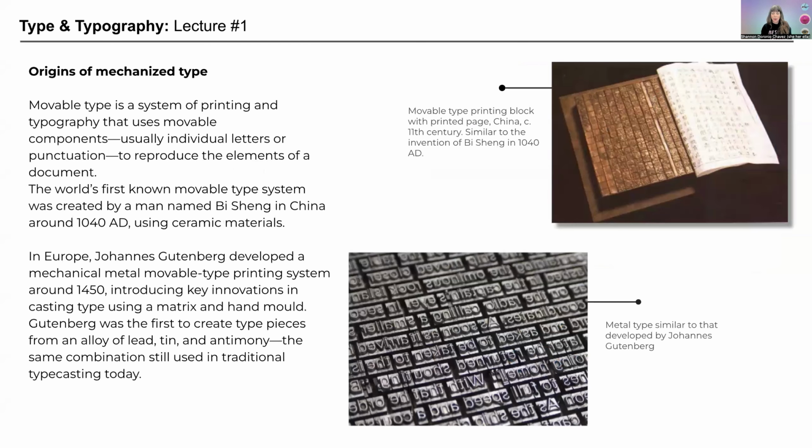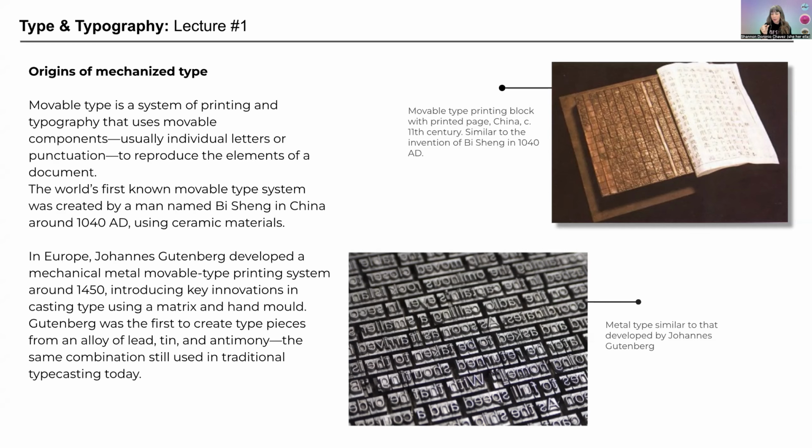We're going to move on to mechanized type. So, movable type is a system of printing and typography that uses movable components, usually individual letters and punctuation, to reproduce elements of a document. The world's first known movable type system was created by a man named Bi Sheng in China around 1040 AD. So, to the top right, what you see here is a movable type printing block with a printed page from China around the 11th century, similar to the invention of Bi Sheng.